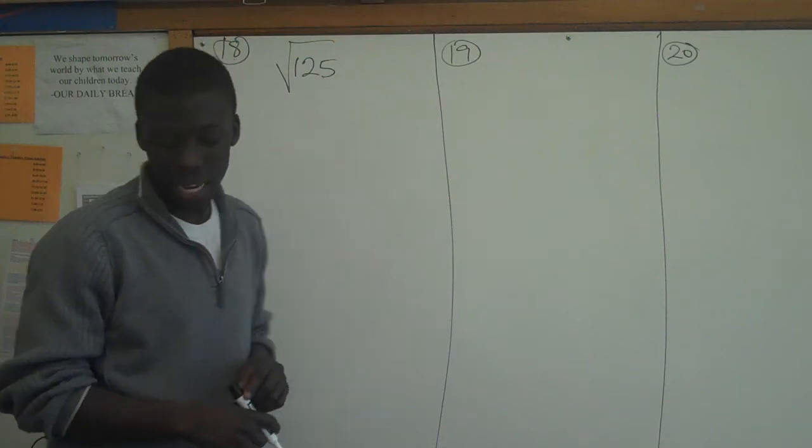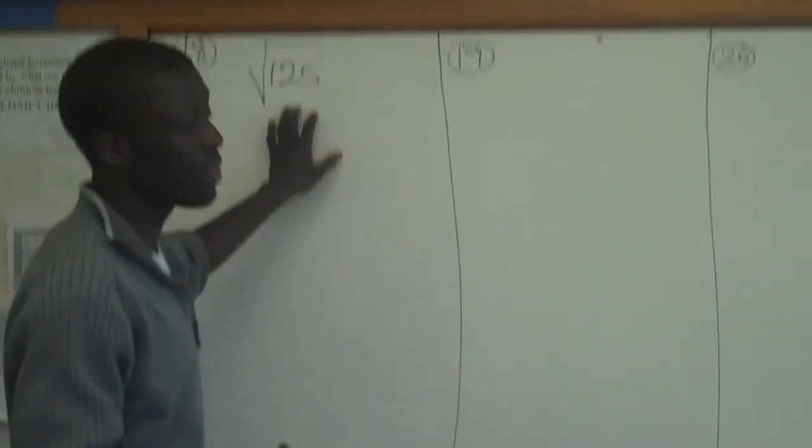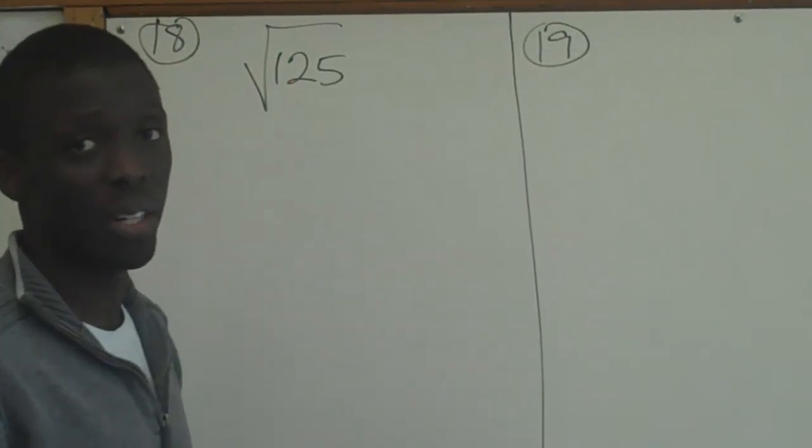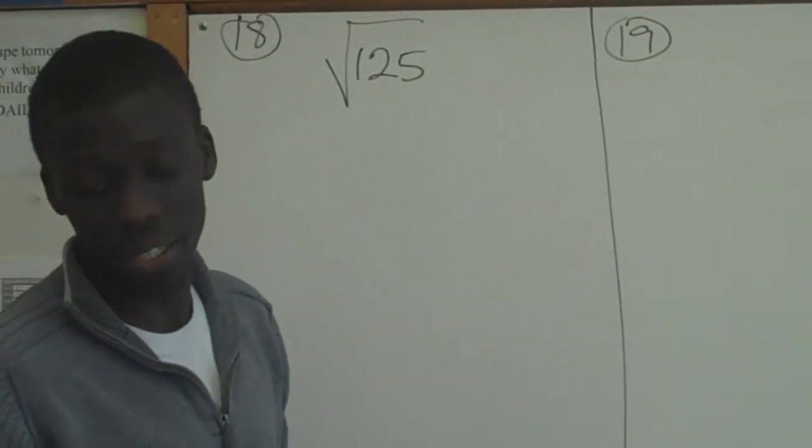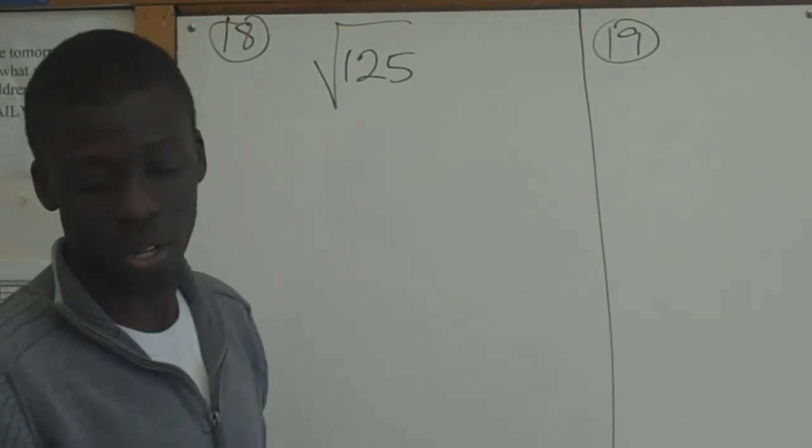For number 18, I asked for the square root of 125. Essentially, without a calculator, this might look difficult because you're not supposed to use a calculator for this. If you did, please talk to me. You're not supposed to use a calculator.